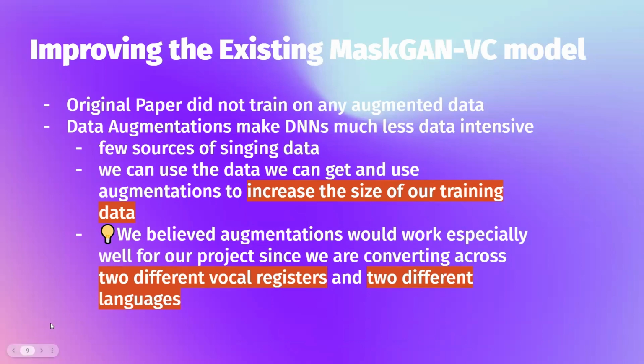Our second reason, which we thought would be kind of cool and interesting, is that IU and Bruno Mars are very distinct. Our singers are on very distinct ends of the spectrum. Bruno Mars is a male singer that sings in English. IU is a female singer that sings in Korean. We thought by using augmentations, we can bridge the gap between these two different vocal registers and languages and get a better result.